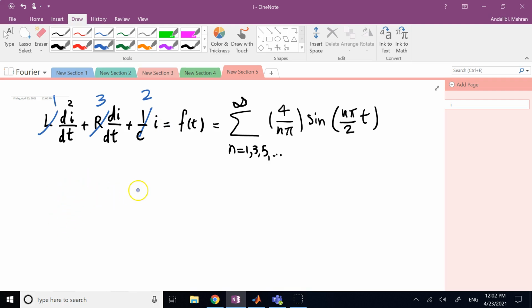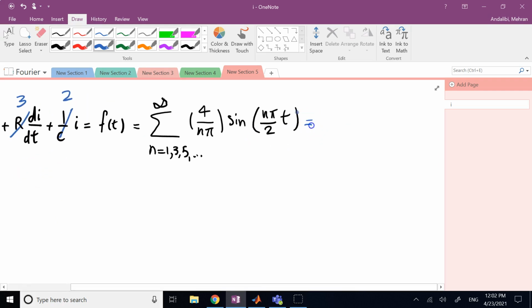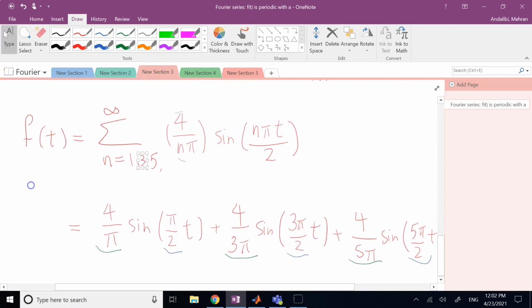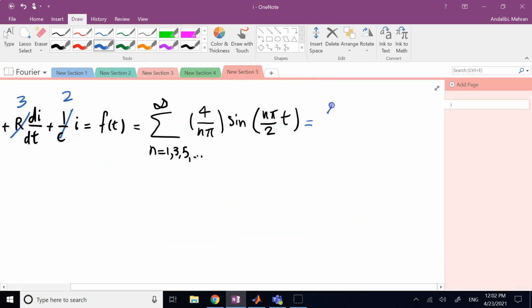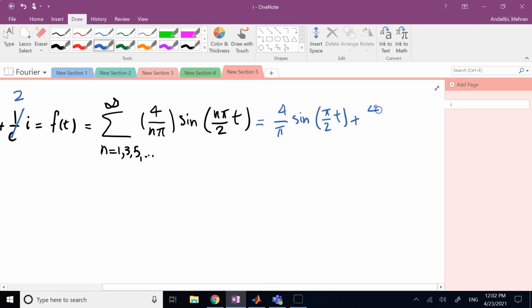So what do I say? Well, if I expand this, as you just saw, the expansion of this was 4 over pi sine of pi over 2 times t, and then plus 4 over 3 pi sine of 3 pi over 2 times t, and so on.